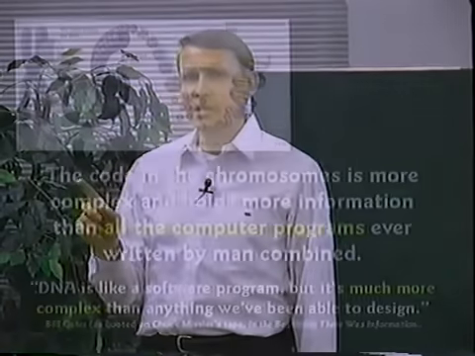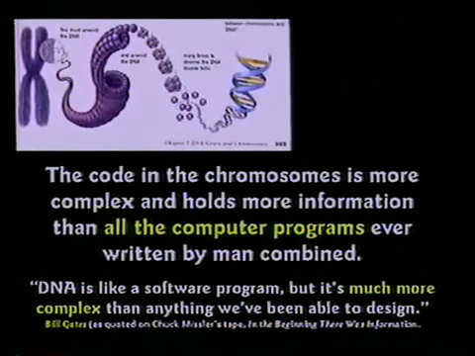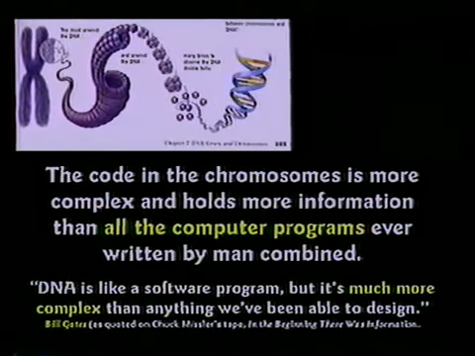But the genetic structure is incredibly complicated. They say that the code in the chromosomes is more complex and holds more information than all the computer programs ever written in the history of humanity combined. Incredibly complicated. Bill Gates, founder of Microsoft, he said, DNA is like a software program, but it's much more complex than anything we've been able to design.